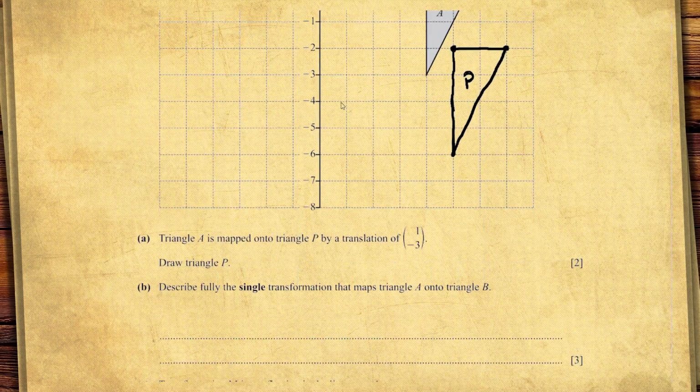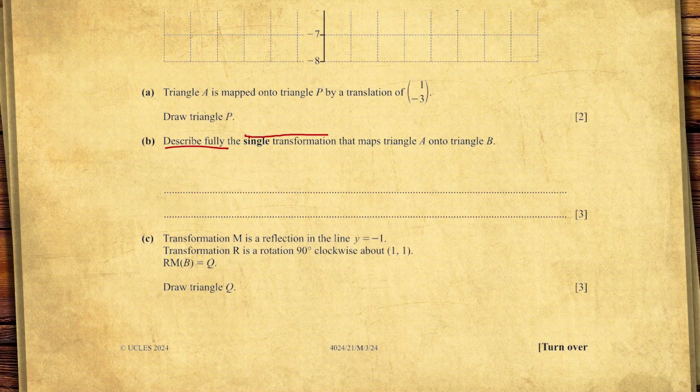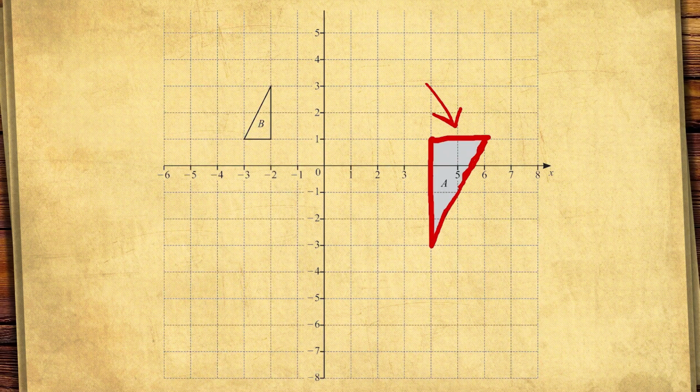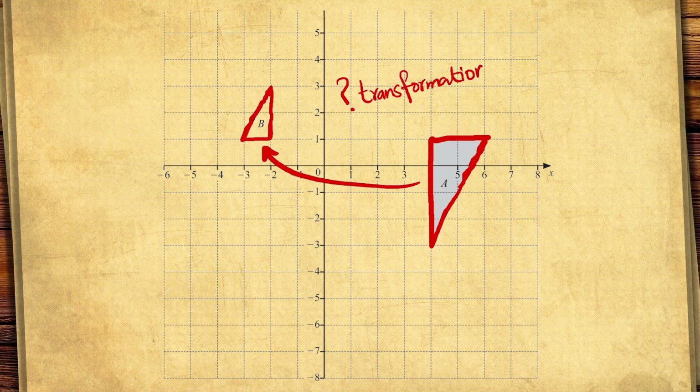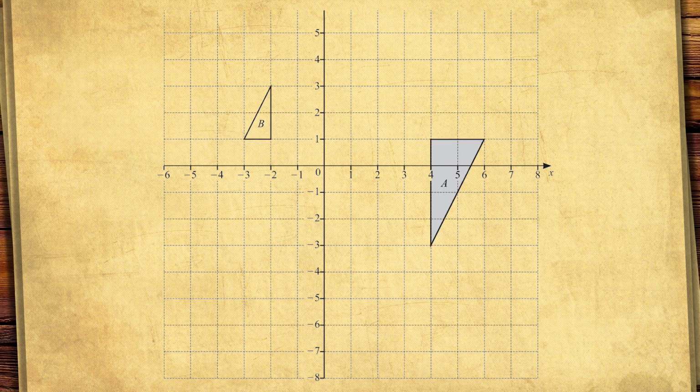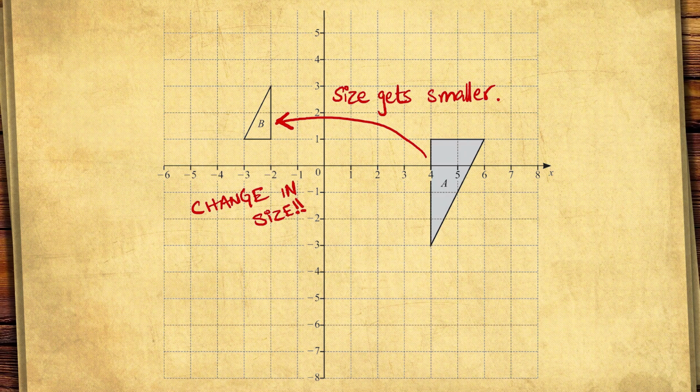The next part says describe fully the single transformation that maps triangle A onto triangle B. Now we need to describe the transformation that transforms triangle A into triangle B. Now this is triangle A, and it is transformed into this triangle B. And we need to find out which transformation does this job. If you notice, when triangle A is transformed into triangle B, the size gets smaller. So there's a change in size.